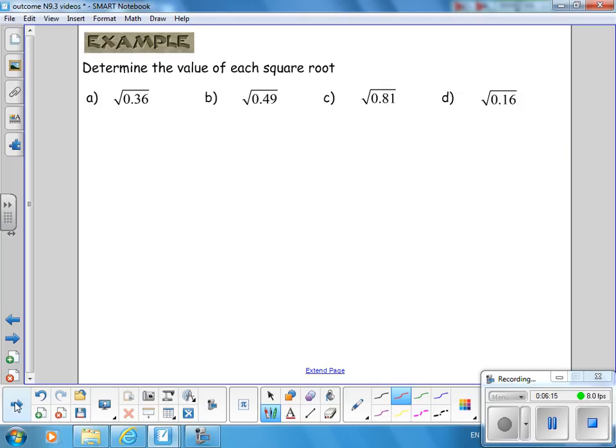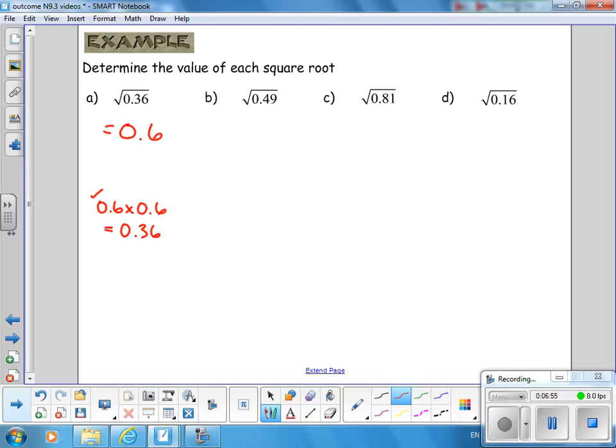Determine the value of each square root. All right, so keeping in mind what it means to be a square root. If you multiplied the square root by itself, you would get back what we were looking at. So we're looking for two numbers that are the same that multiply to give us decimal 0.36. Some of you may know this in your head, or you can use the square root function on your calculator. We're going to get 0.6. And we know this is true because 0.6 times 0.6 is equal to 0.36. So this is our check.